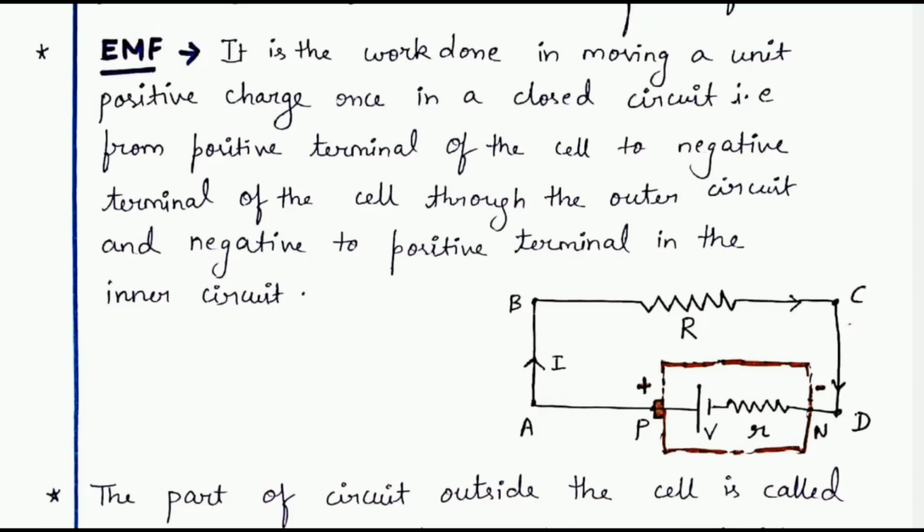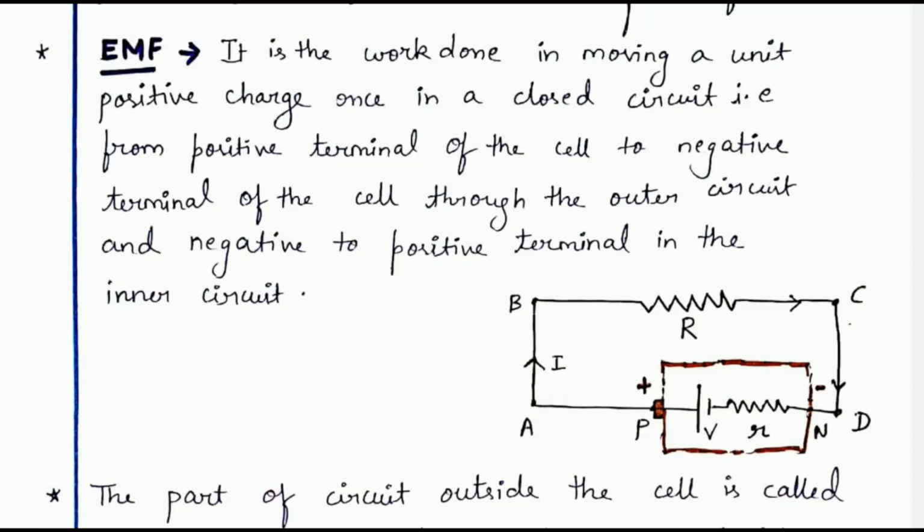Alright, so if you want to calculate the EMF of a cell, take a unit positive charge, move it in the outer circuit and the inner circuit, then the work done that you have to do will be equal to the EMF of the cell. There is another term called terminal potential difference. It is denoted by the symbol capital V. It is nearly equal to the EMF, and both EMF and terminal potential difference have the same unit, that is volts.